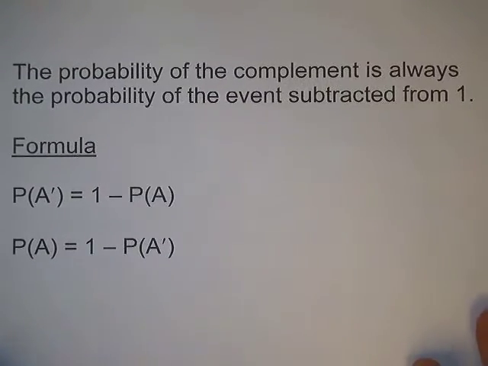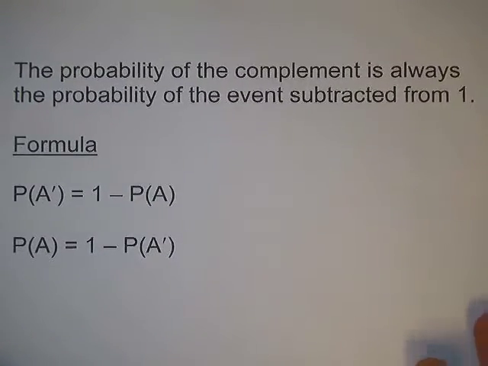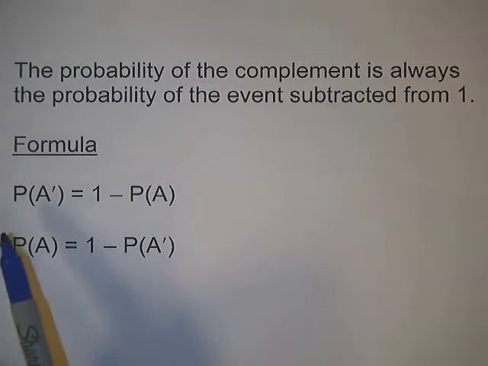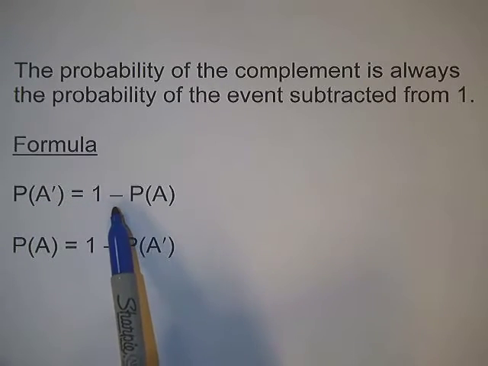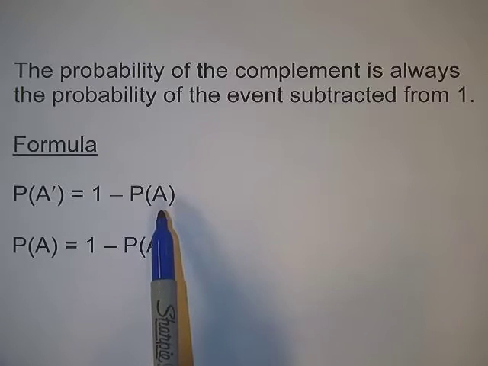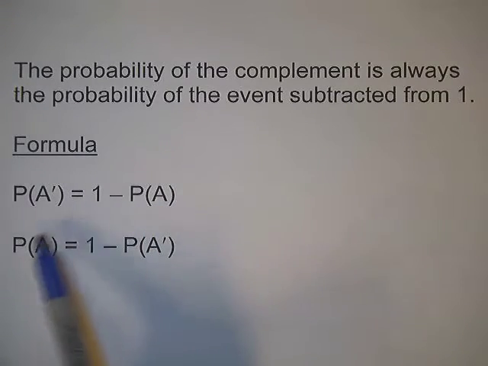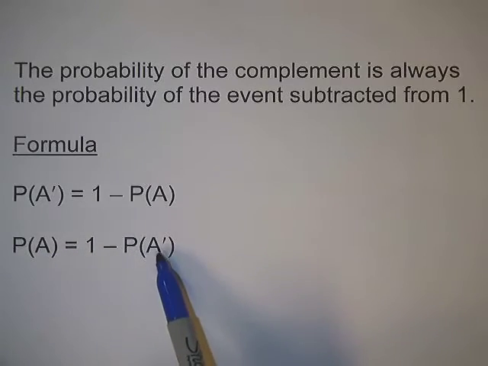Now, the probability of the complement is always 1 minus the probability of the event. So if we want to calculate the probability of A prime, the complement, all we do is take 1 minus the probability of A. Then if we flip the formula around, the probability of A equals 1 minus the probability of the complement of A.